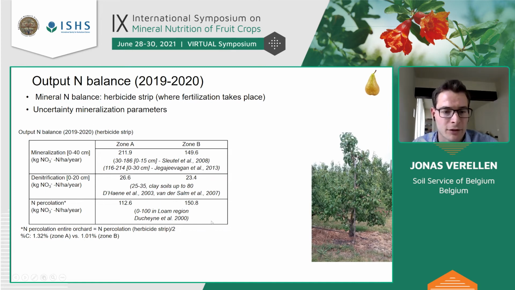From the results of the nitrogen balance, we can see that mineralization in zone A was around 200 kilograms of nitrogen per hectare per year and only 150 kilograms for zone B. The higher mineralization in zone A has been caused by the higher carbon content in zone A, since mineralization is positively influenced by the carbon content.